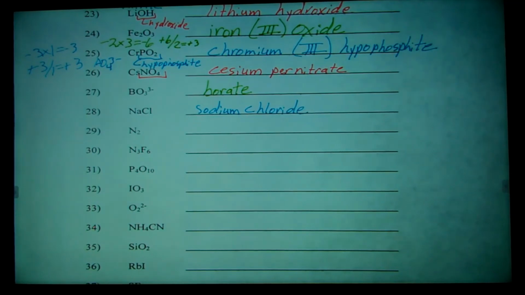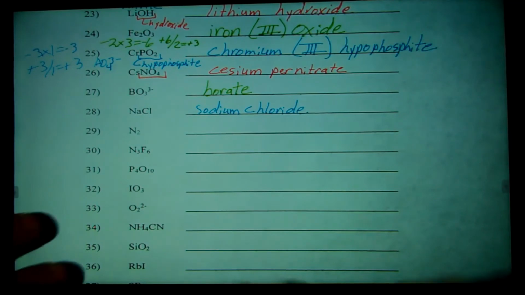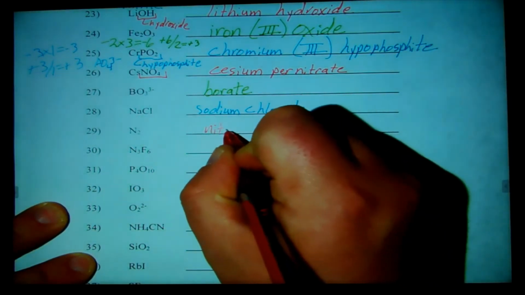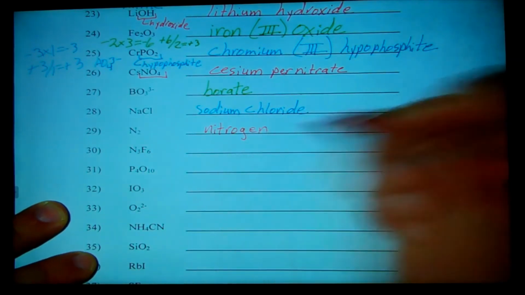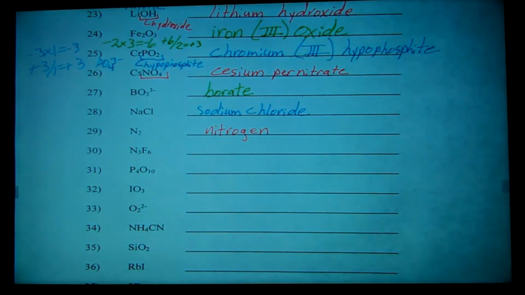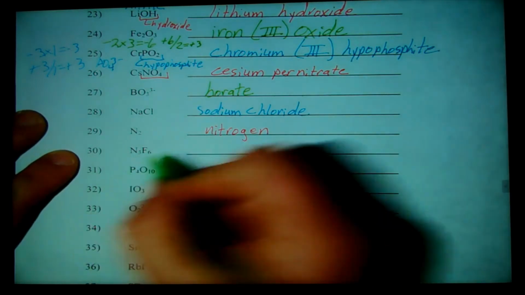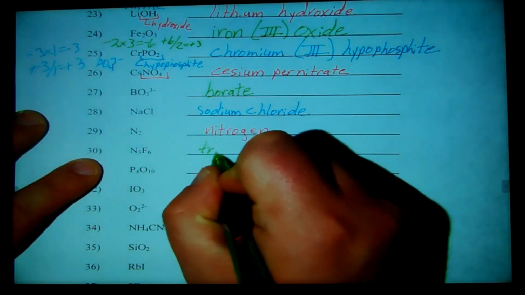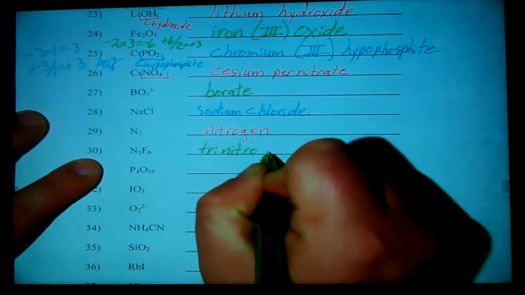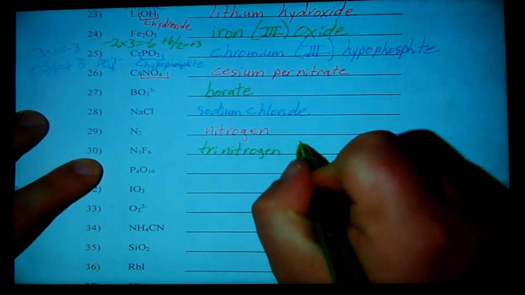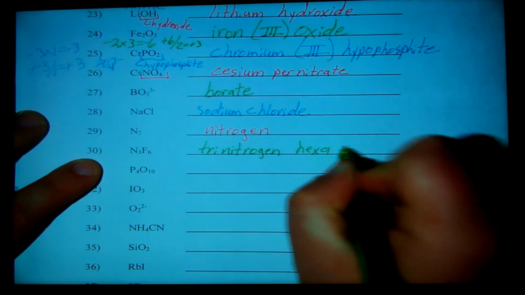It's game time. Number 29, N2. N2, that is a diatomic. So it's nitrogen. Number 30, N3F6. Both nitrogen and fluorine are nonmetals, so that means covalent bonds, so use prefixes. I have 3 for the first one, so trinitrogen. Hexa for the 6, fluoride.